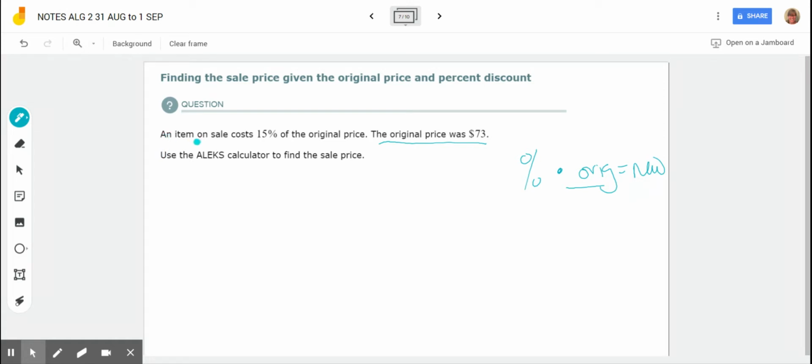So it says an item on sale costs 15% of the original price. The original price was 73. If you understand percents, you understand that this is all you need to do. 0.15 times 73. So 0.15 times 73 is equal to, let's make sure your calculator doesn't have any weird stuff from before. Okay, 10.95.